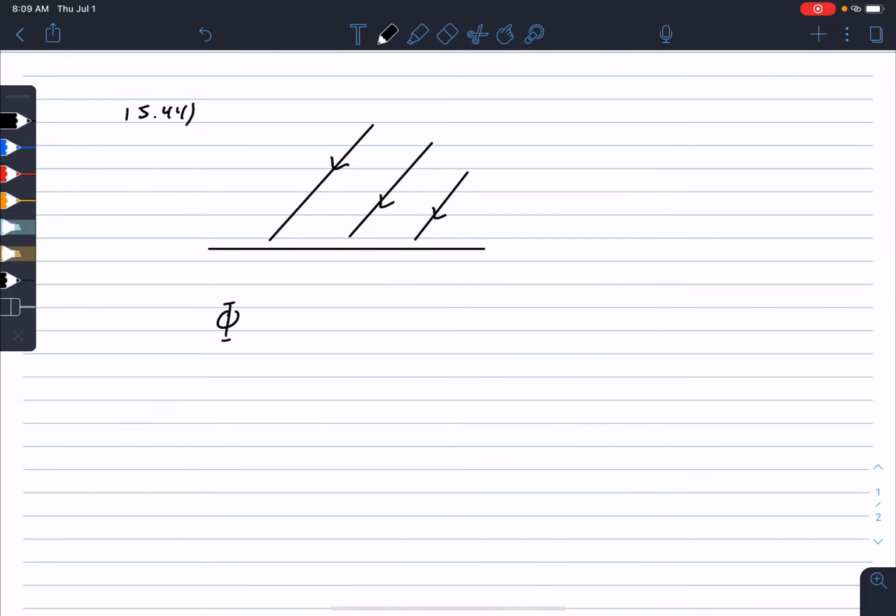Okay, so starting with problem 44 from chapter 15, we are given a scenario where we have a surface and an electric field going through the surface, and thus we have a flux, and we want to find out what is the flux through the surface. So this is pretty straightforward. We take the electric field times the area of the surface times the cosine of the angle of the field hitting the surface.